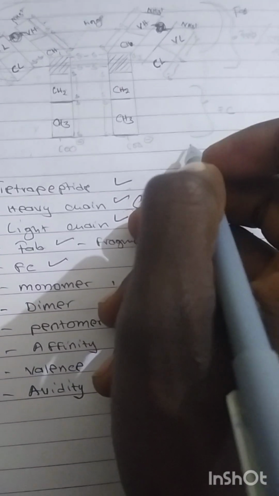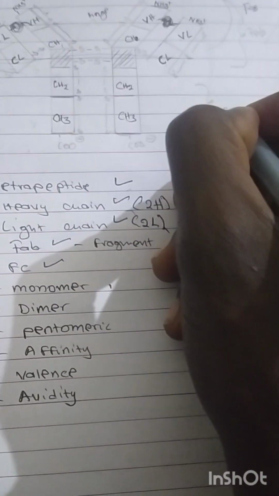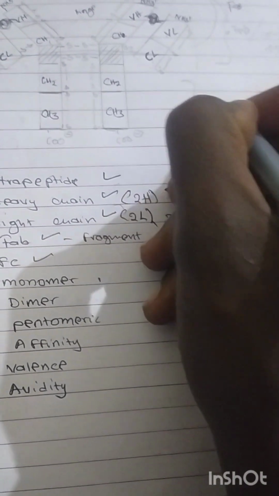FC, this is the constant region. The FAB is the one that should be in reaction to the antigen, but the remaining part will still remain constant. This one is called the FC, fragment of constant. This part will remain. Okay. So this one is done.